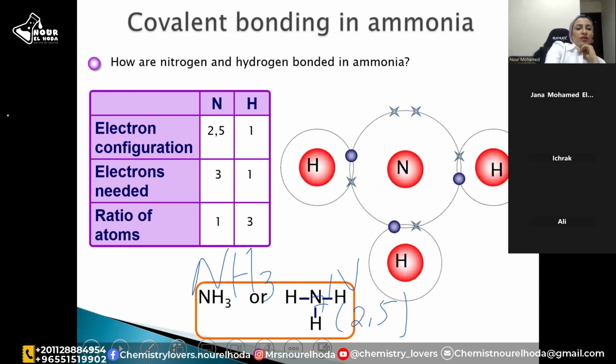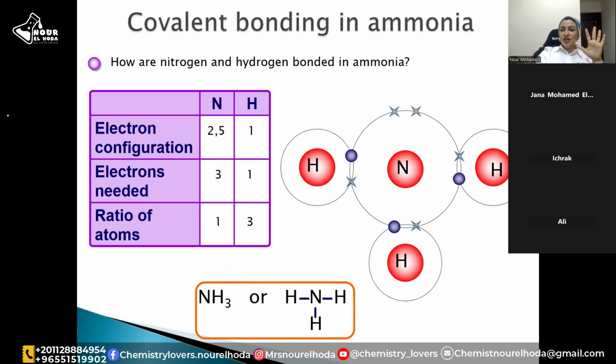Why is it going to share by 3? Because the outer shell for nitrogen is having 5. This means it needs 3 more to be stable. Since it needs 3 more, it's going to share here by 1, here by 1, here by 1, because as I told you, hydrogen doesn't have except 1 to share with. Nitrogen in the outer shell had 5. I shared 1, 1, 1, so there are still 2 electrons I didn't use in sharing. That's why I put them here.